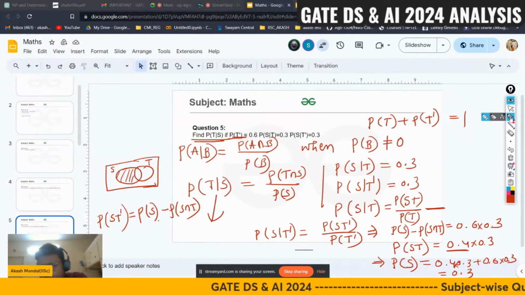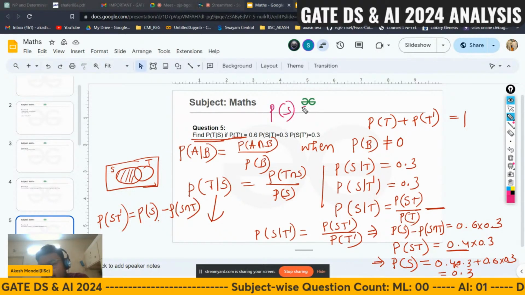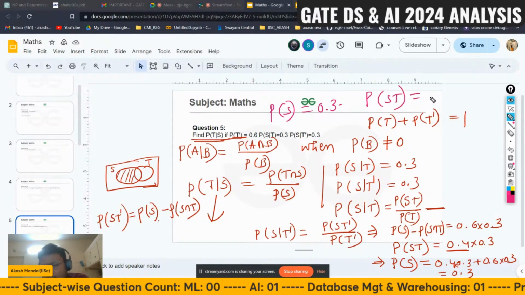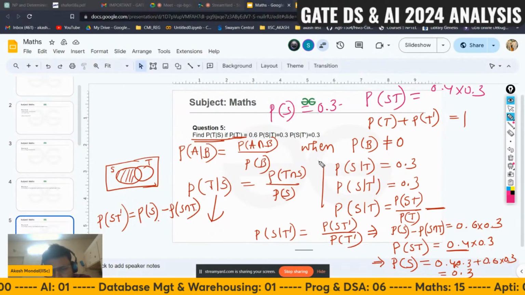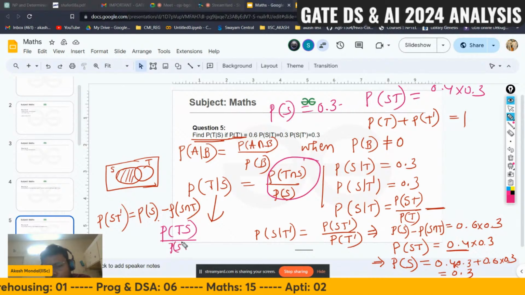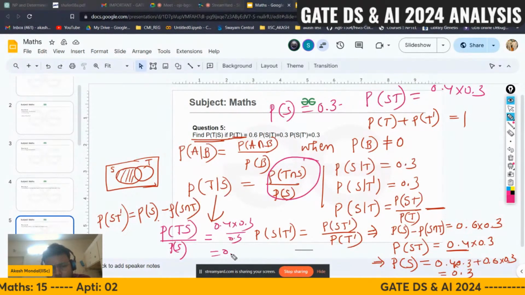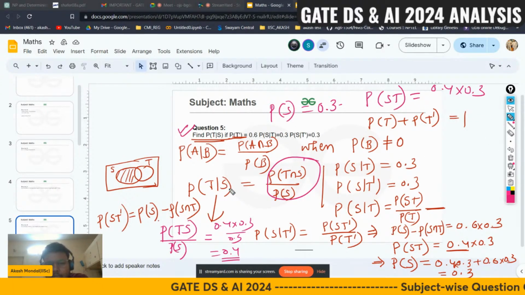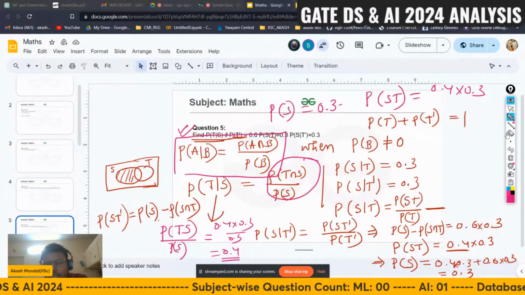Now we have got probability of S equals 0.3. Also, we know probability of S intersection T is nothing but 0.4 times 0.3. Now you just need to use this formula to solve this problem. So probability of T given S is probability of S intersection T over probability of S, which is 0.4 times 0.3 by 0.3. So 0.4 is the answer to this question. Again, this is a basic question. If you know the definition of conditional probability, you can easily solve it with just basic algebra.